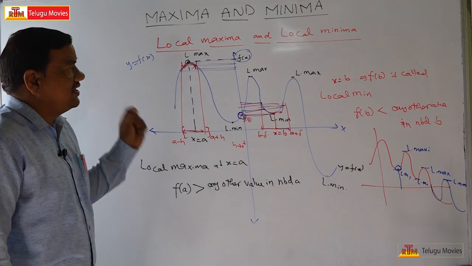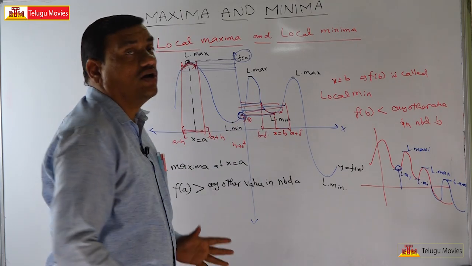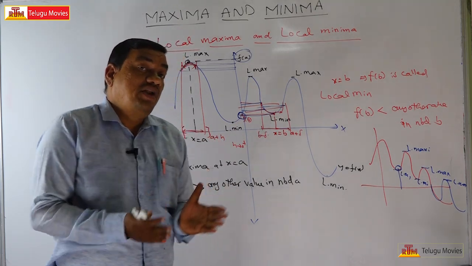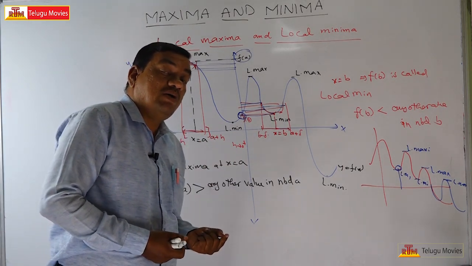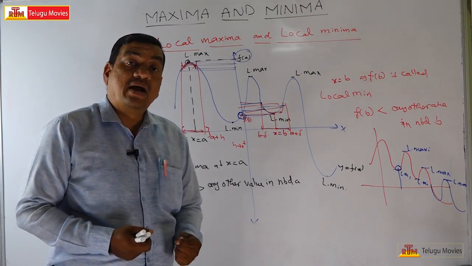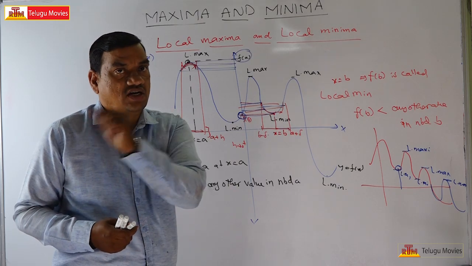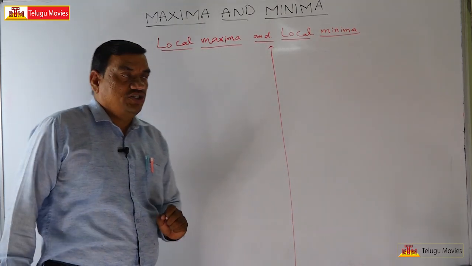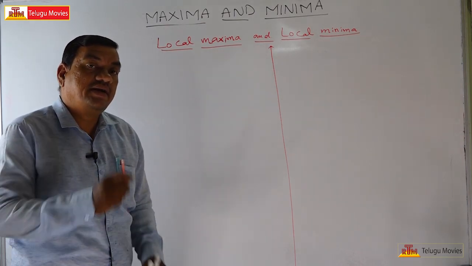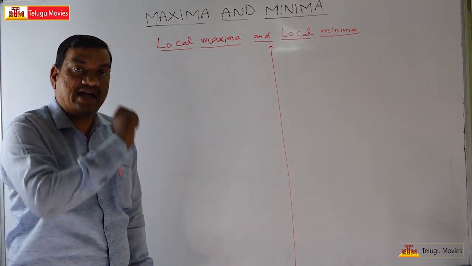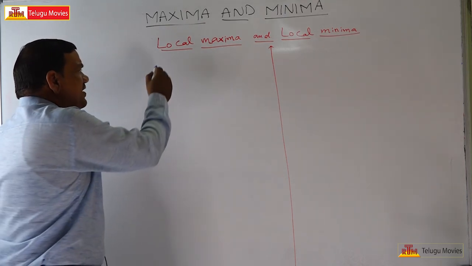Given a function, how do we check? With the definition we have explained it, but given a function, how do we check mathematically, using differentiation, whether a given point is a local maximum or a local minimum? Let us see that concept also. Mathematically, how do we say that at a point it is a local maximum and at another point it is a local minimum? It is a very easy concept.